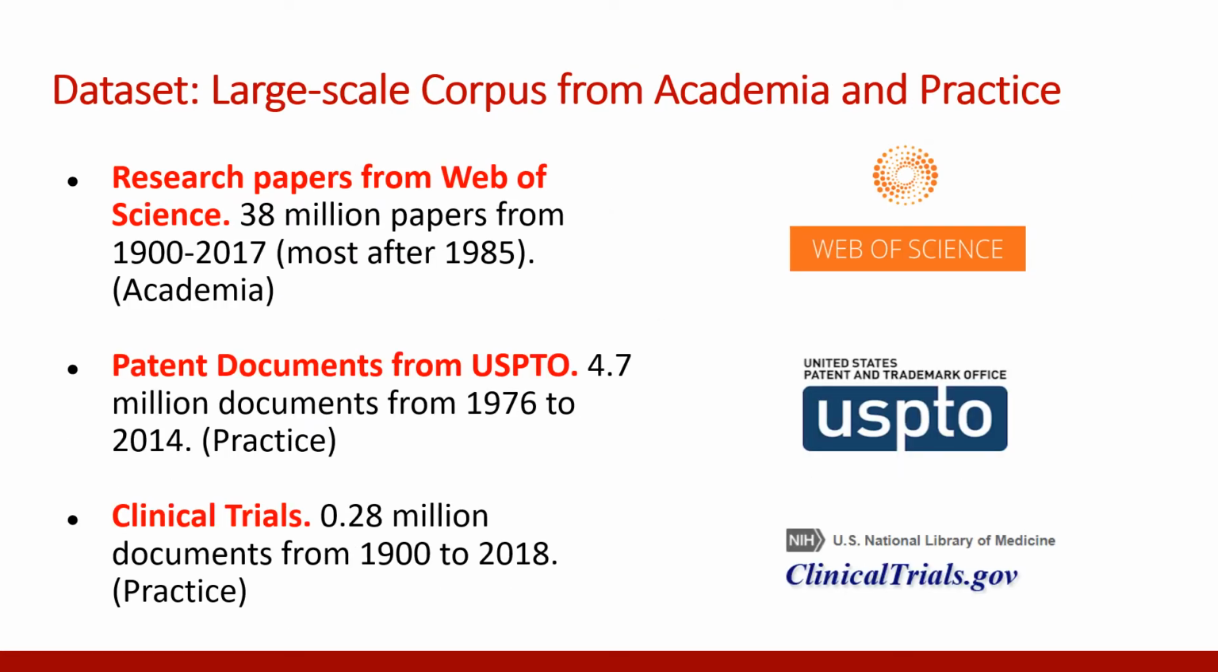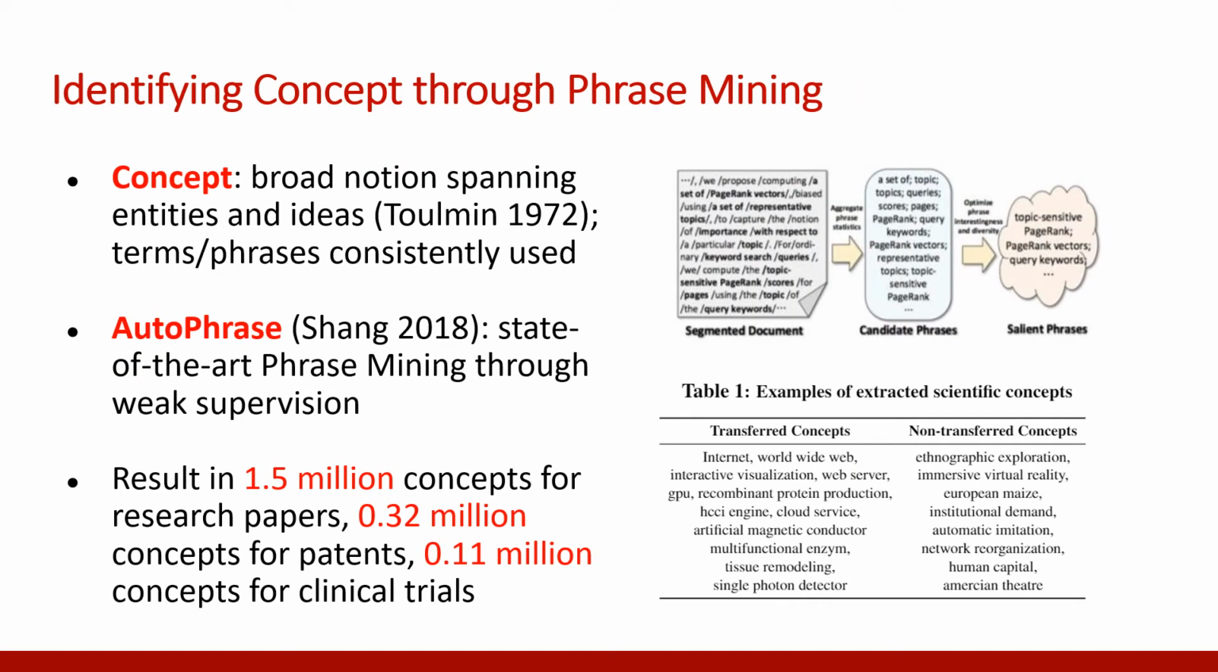Here comes our dataset. To represent academia, we used research papers from Web of Science. To represent practice, we used patent documents from USPTO and clinical trials. We start our analysis by identifying concepts through phrase mining. As pointed out by literature in social science, a concept is a broad notion spanning entities and ideas, which refer to terms and phrases that get consistently used.